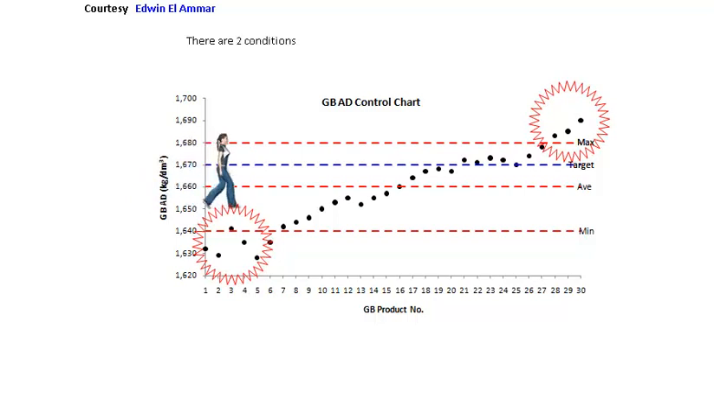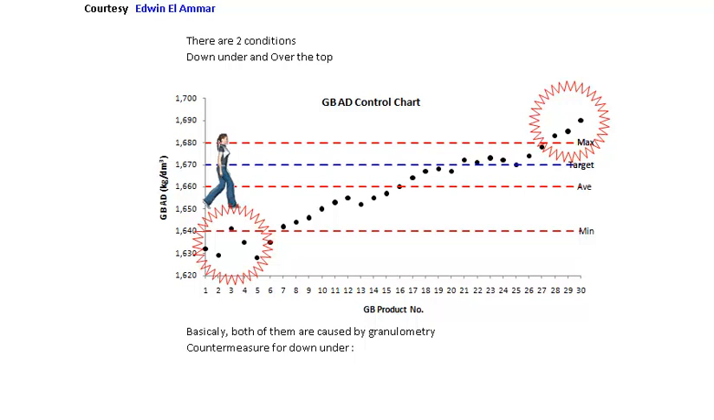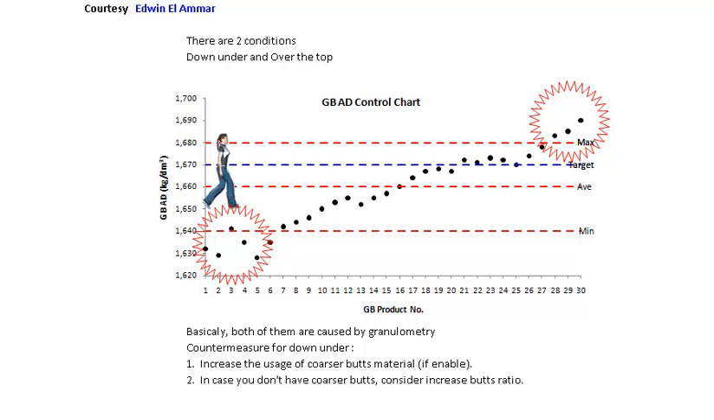There are two conditions: down under and over the top. Basically, both of them are caused by granulometry. Countermeasure for down under: 1. Increase the usage of coarser butts material if enabled. 2. In case you don't have coarser butts, consider increased butts ratio. 3. In case you have only sufficient butts stock, consider to decrease production capacity.